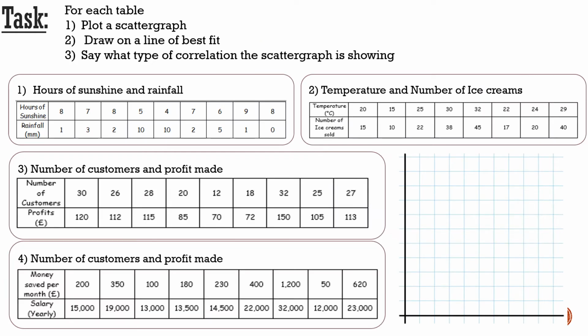So this is your task that I'd like to do. So I'm just going to explain it and then you can pause the video and have a go yourself. So I've got 4 questions here for you, and for each kind of boxed question, I'd like you to plot a scattergraph, draw on a line of best fit, and say what type of correlation your crosses on your scattergraph is showing. So it will take quite a bit of time, but I want you to really spend some time drawing those scattergraphs because you're going to be using them later on as well. So pause the video and then move on when you're ready.